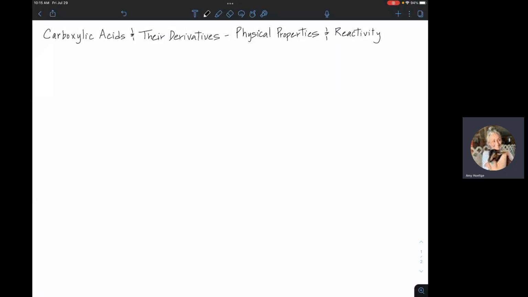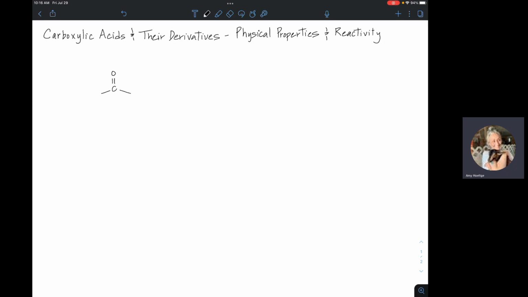So we're going to take a separate video here to talk a little bit about the physical properties and reactivity of carboxylic acids and their derivatives. Specifically, where I'd like to start is talking a little bit about the structure of the carbonyl functionality. Once again, we have a carbon that is doubly bonded to an oxygen, and then there's some stuff on the sides, depending on what sort of structure you have.